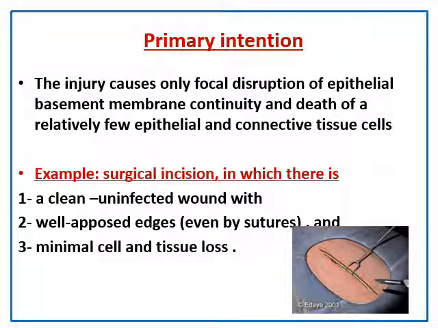What is primary intention? The injury causes only focal disruption of epithelial basement membrane continuity and death of relatively few epithelial cells and connective tissue cells. That's to say, small injury. Examples are surgical incisions, in which there is a clean, uninfected wound with well opposed edges, even if we use sutures, and minimal cell and tissue loss.